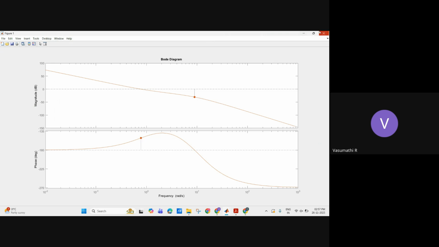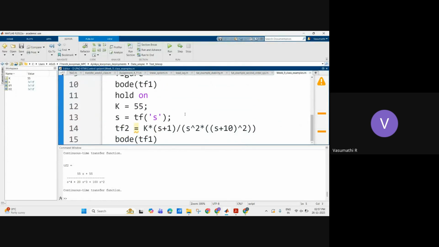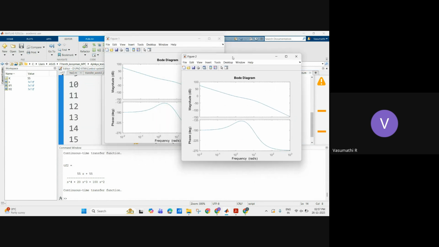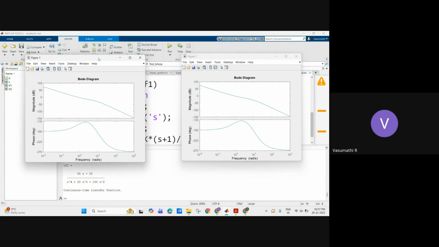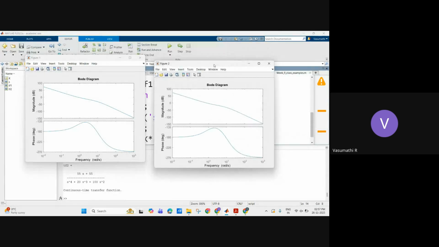Okay, let me plot it in a separate plot. This is for the phase margin at 54. This is for the phase margin. The left-hand side is 48, the right is 54.